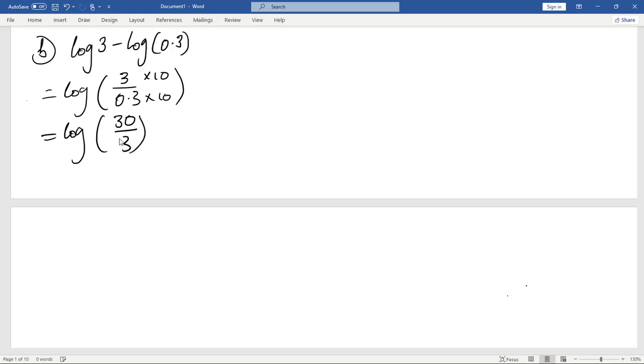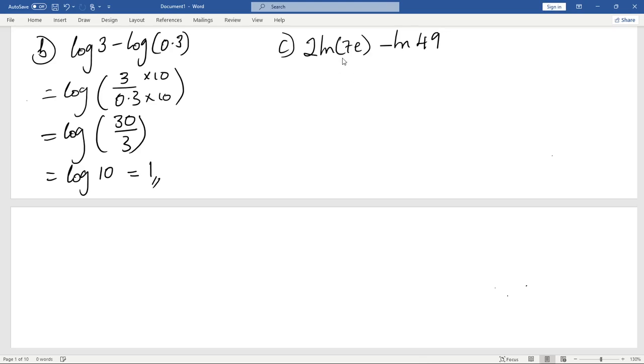So now, 3 can go into 30 10 times, so meaning that here we have log 10, which is simply equal to 1. Okay. So let's look at the next example as well.